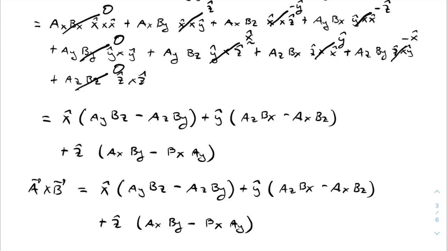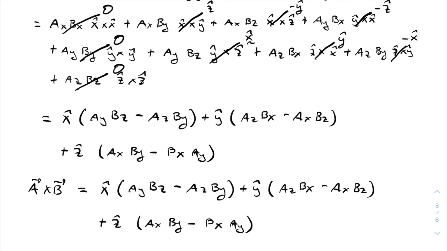Then we have the result that in the x direction we have AY times BZ minus AZ times BY, plus in the y direction we have AZ times BX minus AX times BZ, plus in the z direction AX times BY minus BX times AY.